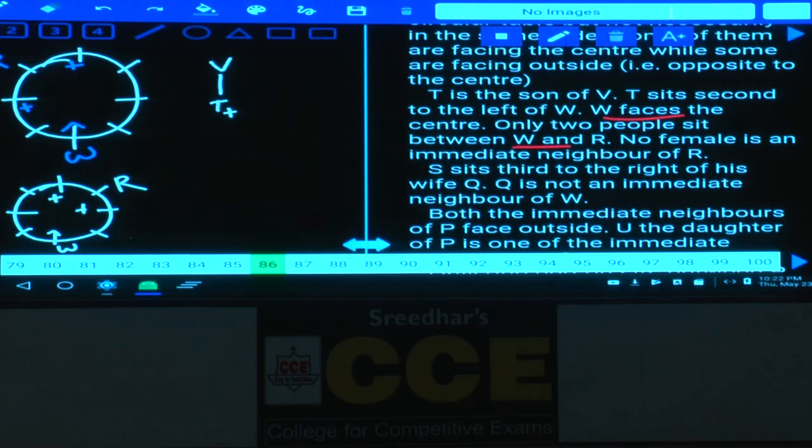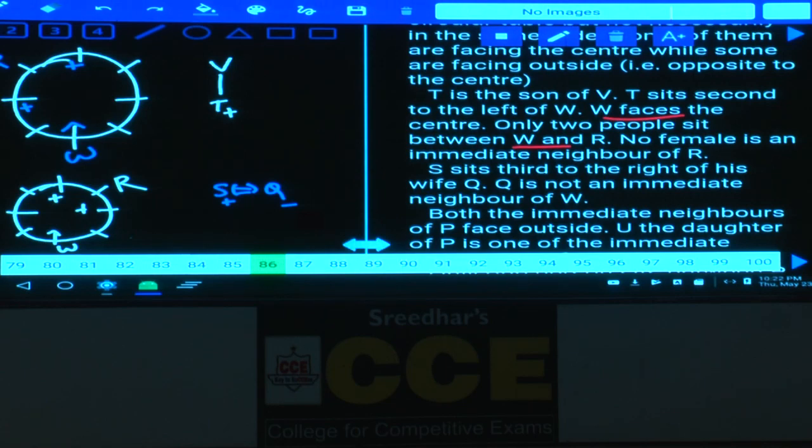S sits third to the right of his wife Q. S is seated third to the right of his wife Q means S and Q are a married couple. His wife means S is a male and Q is a female. S is seated third to the right of his wife.